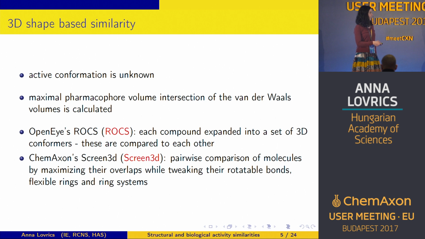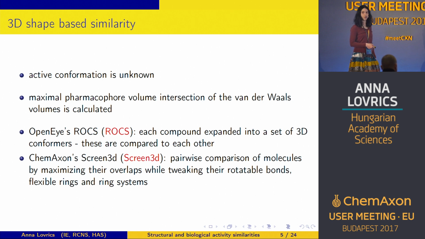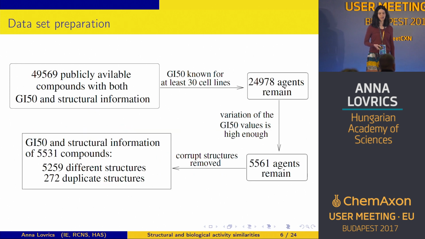What is important for these metrics is that it actually takes much longer computational time to compute them, because again there are different methods for this. The ChemAxon Screen 3D uses a pairwise comparison of the molecules and then just tweaks the molecules until the best overlap is achieved. And how we used this on our data set: there was a data set preparation.